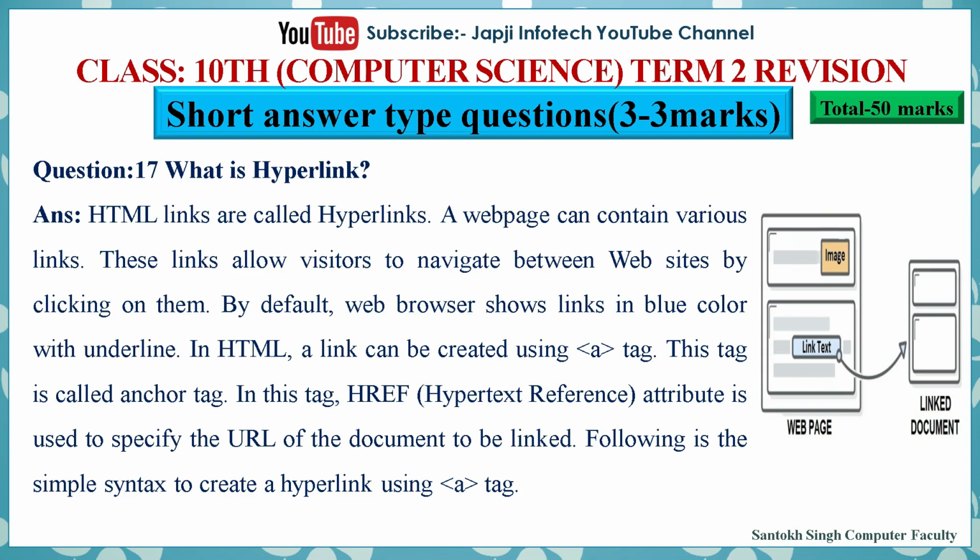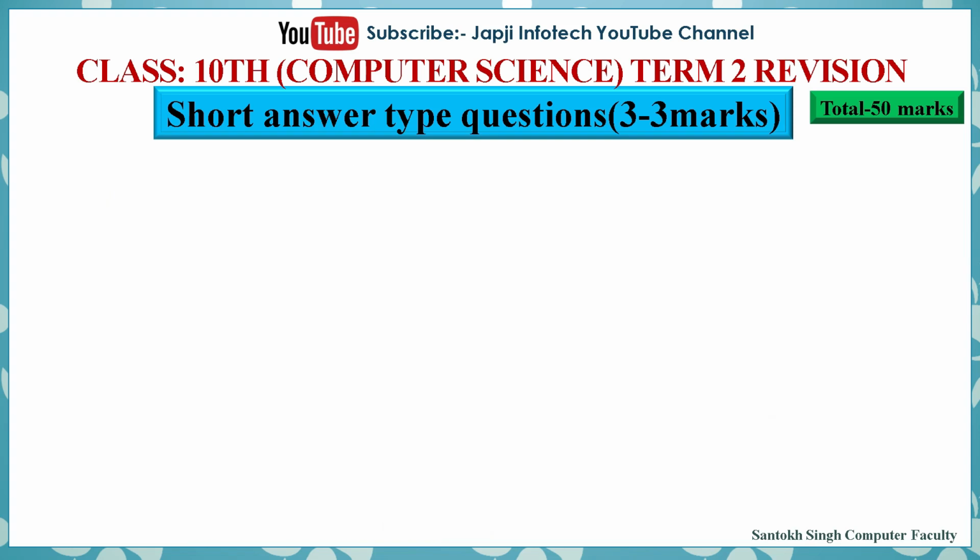In this tag, the href attribute, pronounced as hypertext reference, is used to specify the URL of the document to be linked. Following is the simple syntax to create a hyperlink using the anchor tag. So here is its syntax: left angle bracket a space href equal to, in double quotation marks, write the full address of the web page, then close the right angle bracket, then link text or image, then close the anchor closing tag.